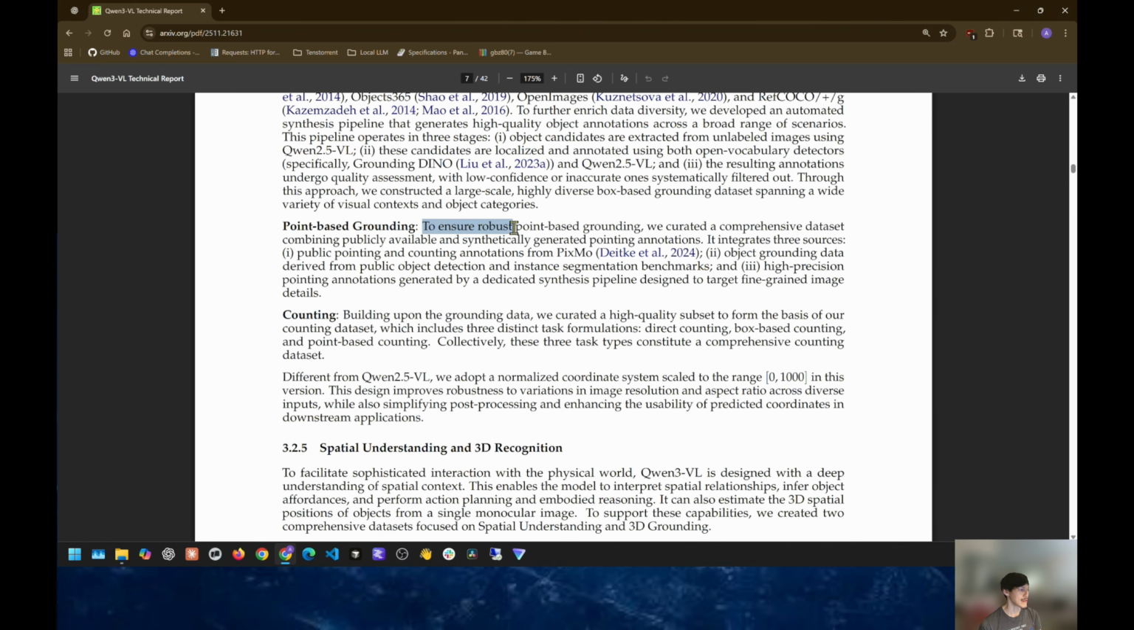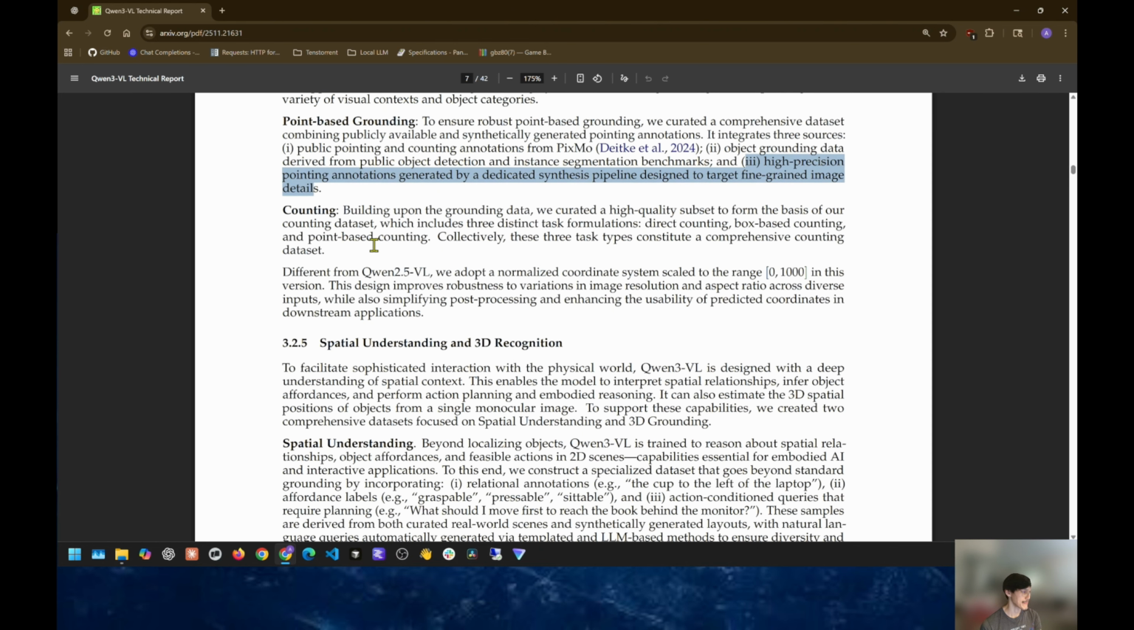Point-based grounding. To ensure robust point-based grounding, we curated a comprehensive dataset combining publicly available and synthetically generated pointing annotations. It integrates three sources: public pointing and counting annotations from Pixmo, object grounding data derived from public object detection and instance segmentation benchmarks, and high precision pointing annotations generated by a dedicated synthesis pipeline designed to target fine-grained image details, and fine counting.